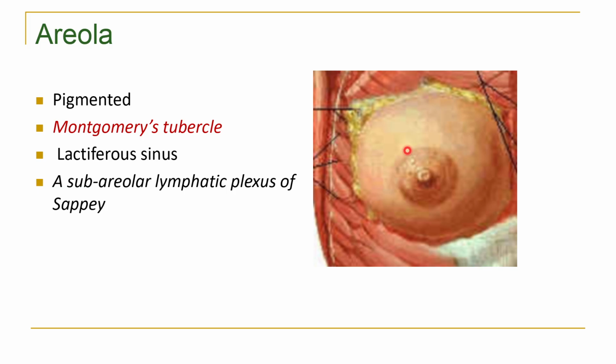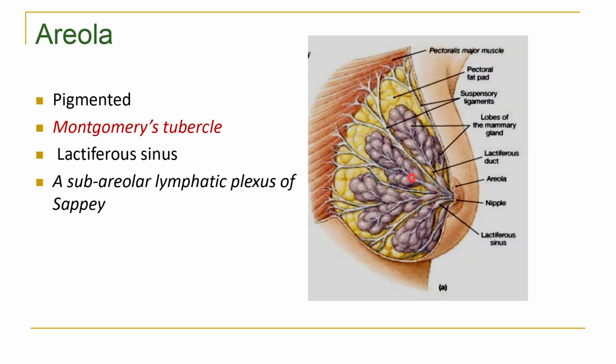Now coming to the areola. The areola is a pigmented circular area, and you will see a lot of tubercles called Montgomery's tubercles, which are modified sebaceous glands. What is present beneath this areola is the dilated lactiferous duct, which is called the lactiferous sinus. It also contains the subareolar lymphatic plexus of Sappey. So these are the structures which are present underneath the areola.